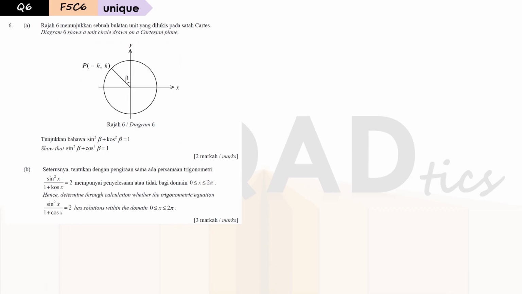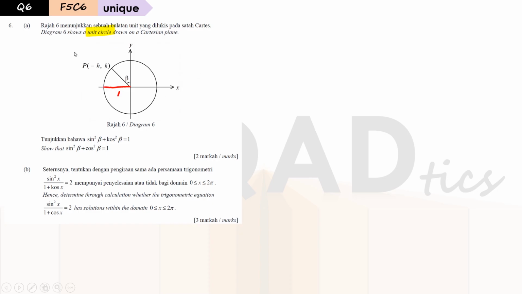Alright, question 6. This is another tricky question and it comes from trigonometric functions. Let's go through this question slowly. Here we have a unit circle. What unit circle means is that the radius of this circle is 1. Okay, the radius of the circle is 1.